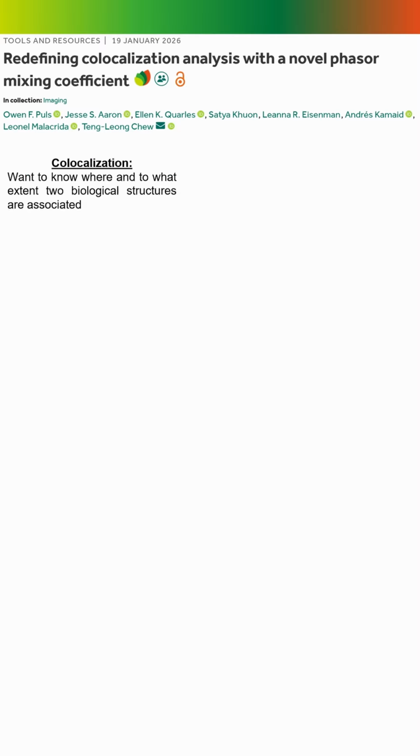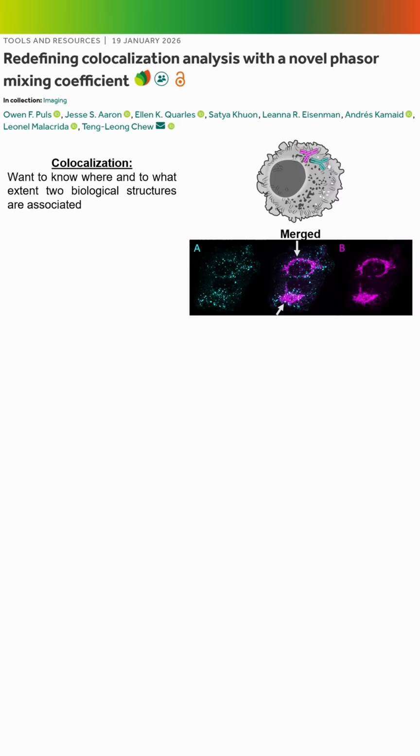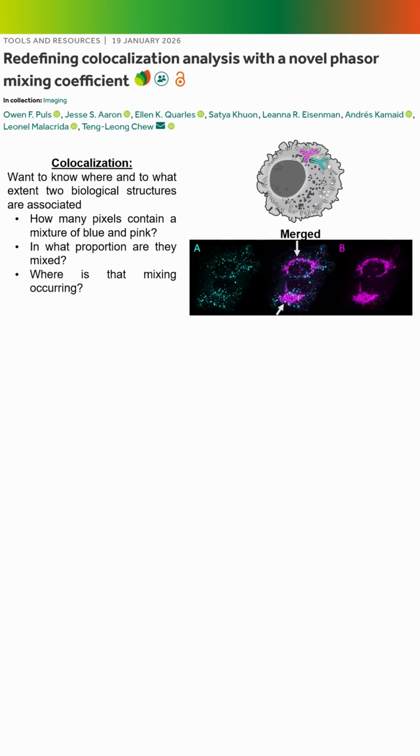Colocalization studies measure where and to what extent biological structures share similar space. In a two-color image, we want to know the following. How many pixels contain a mixture of blue and pink? In what proportion are they mixed? And where does the mixing occur in the image?